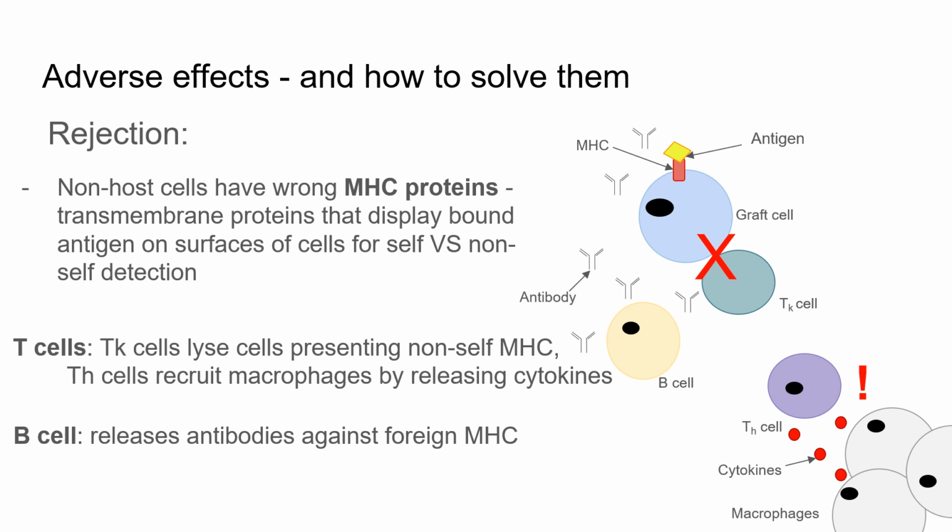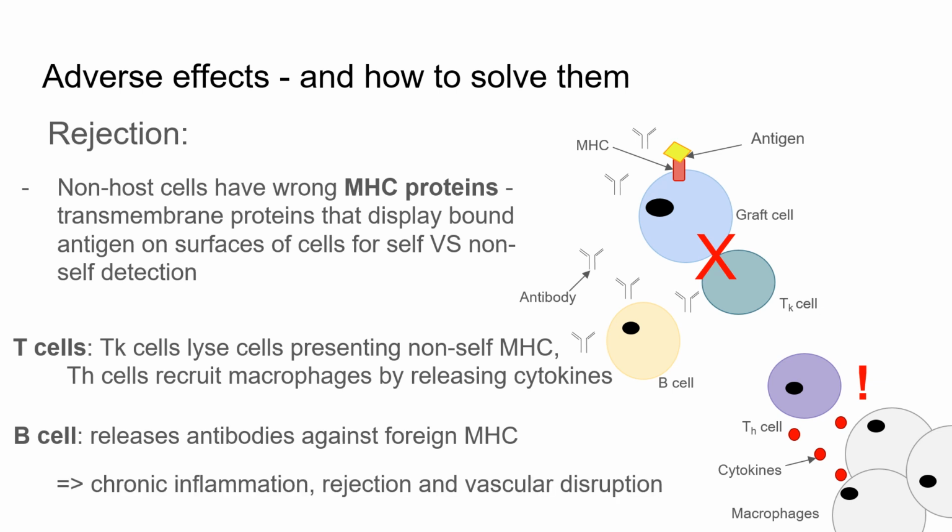T helper cells enter the transplant through the blood vessels to stimulate macrophage differentiation, which also causes chronic inflammation. B cells produce antibodies against the foreign antigens. Both B cells and T cells disrupt vascularization of the new tissue, leading to chronic rejection. Autologous grafts are safer, but also pose risks of rejection.